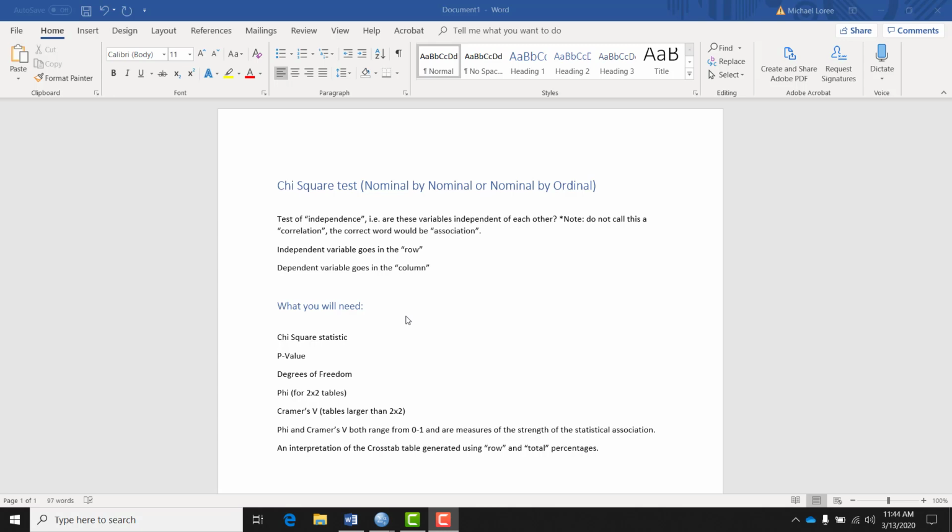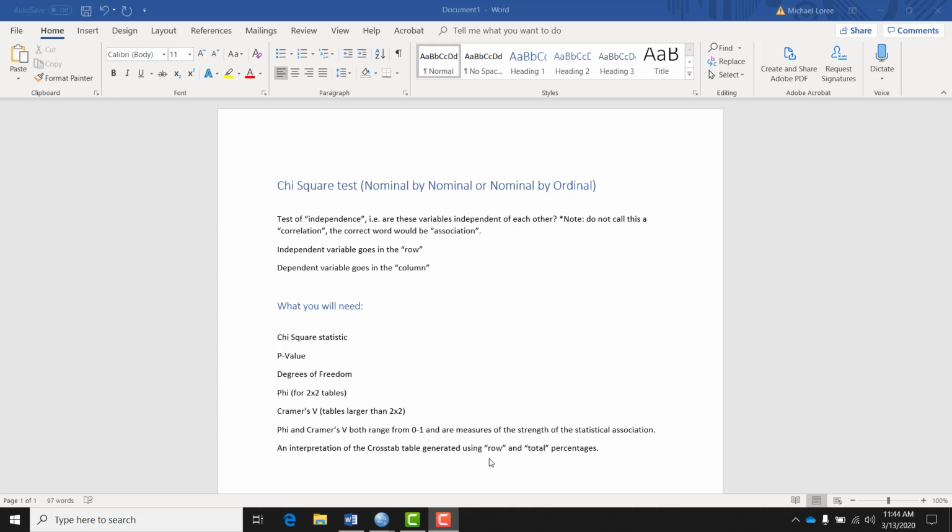Now, both of these range from 0 to 1. I think actually phi might go from -1 to 1, whatever. The negative doesn't really mean anything to us. Just know that 0 is a weaker association and 1 or -1, whichever one it may be, is going to be a stronger association. All right. So once we've done this, we will interpret the crosstab table that it generates. The last thing we need to do is actually describe the association using row and total percentages.